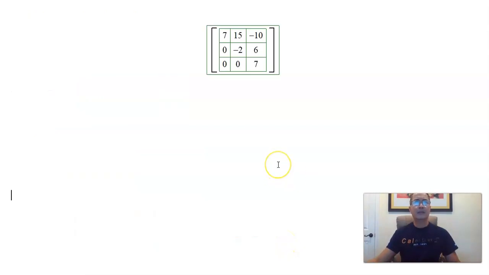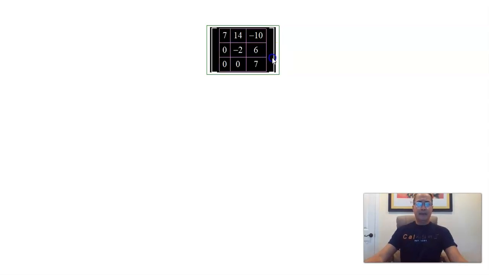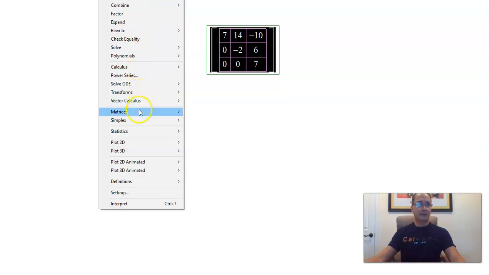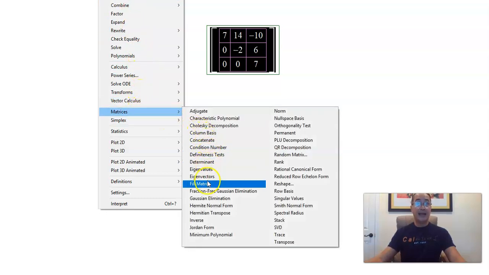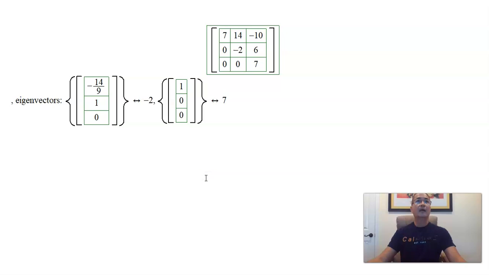Remember that in the first video, we messed around with some of the entries in the upper part of this triangular matrix. What would happen if we change the 15? Let's make that 14. Luckily we have a computer. Compute matrices, eigenvectors. Ooh, check it out.